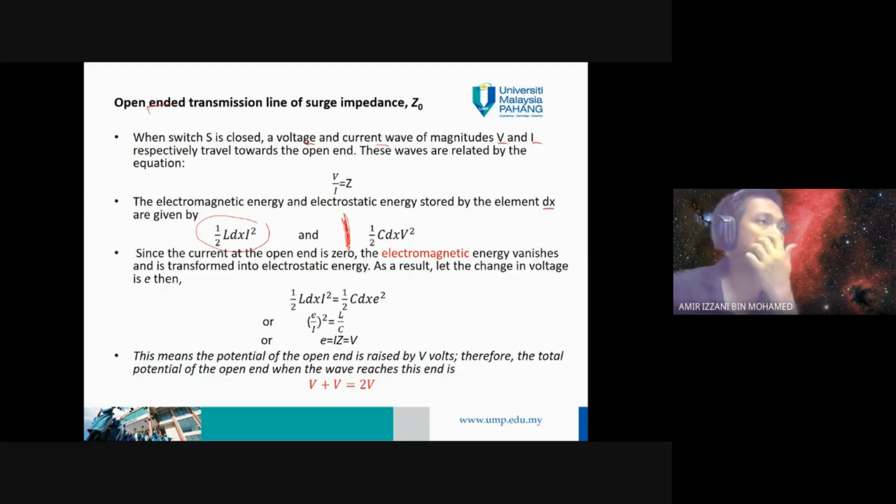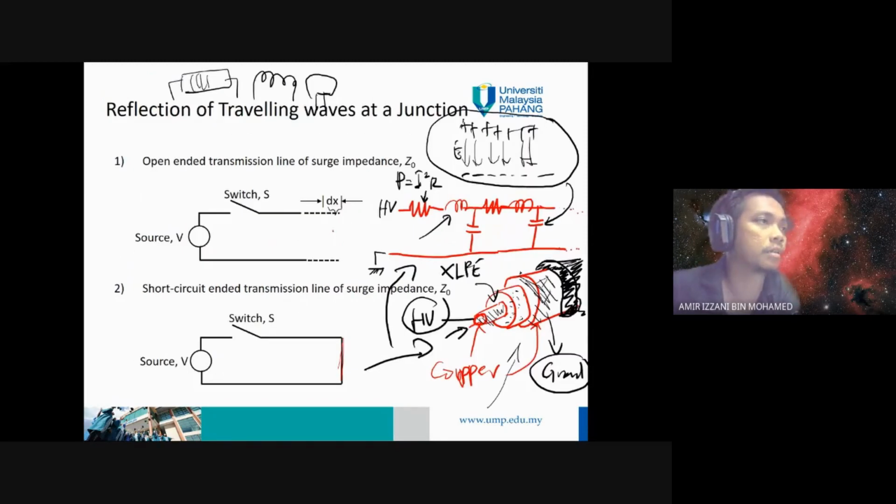So that's why we have two forms of power. The power in terms of L, where we consider the stored energy in L, the inductor, and the stored energy in the capacitor just now. Since the current at the open end is 0, because it's an open circuit, consider an open-ended transmission line. So it is an open circuit.